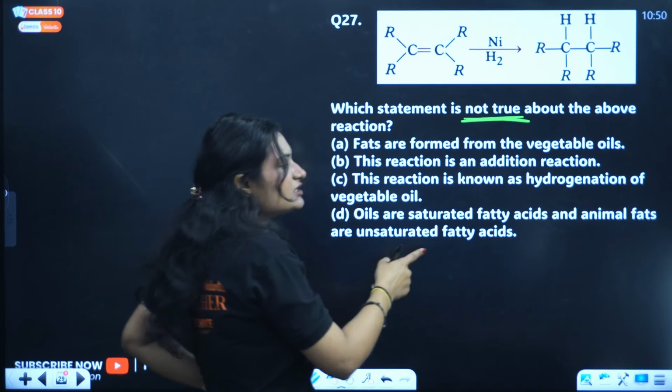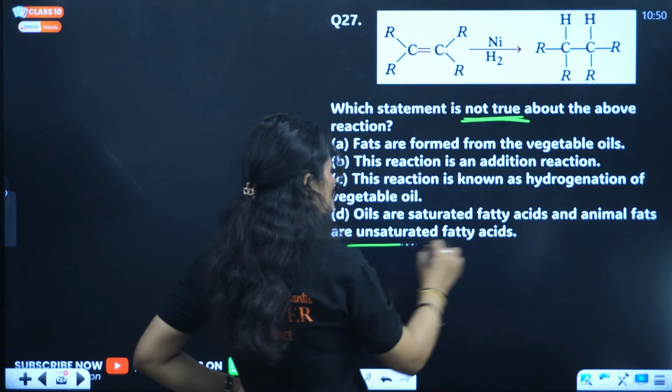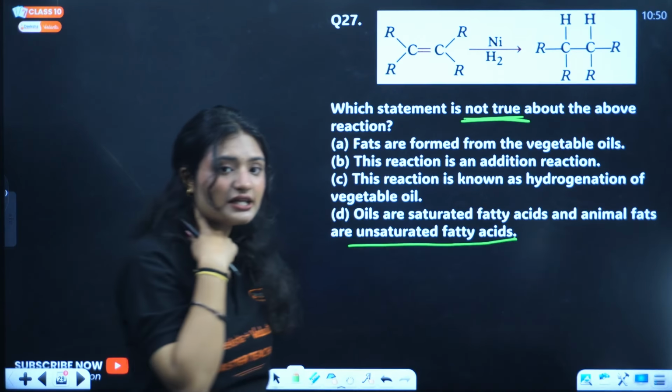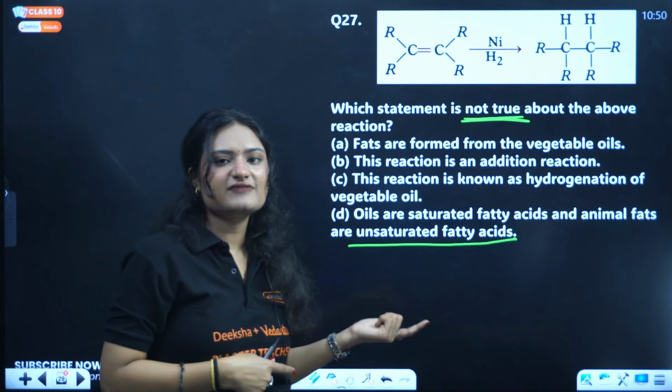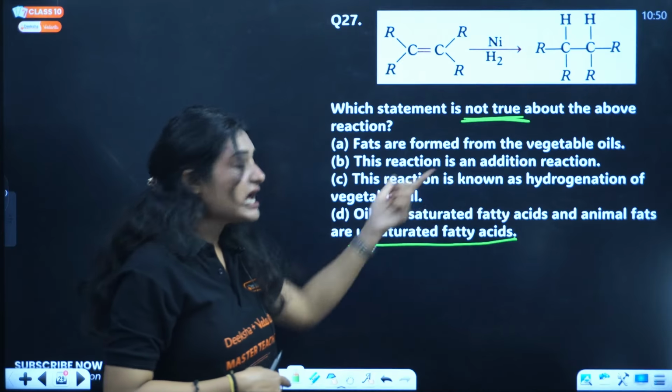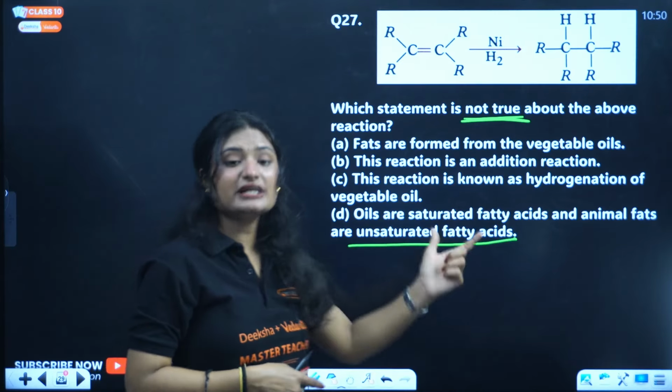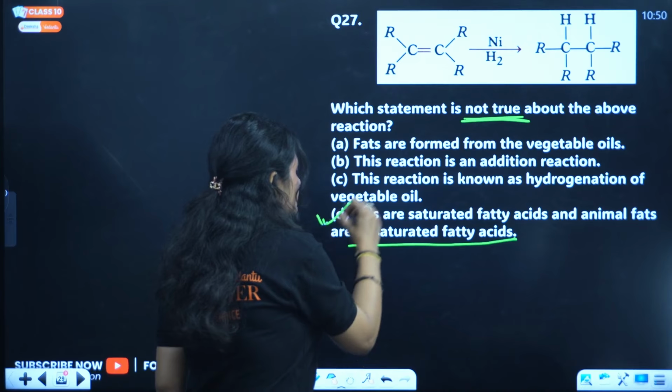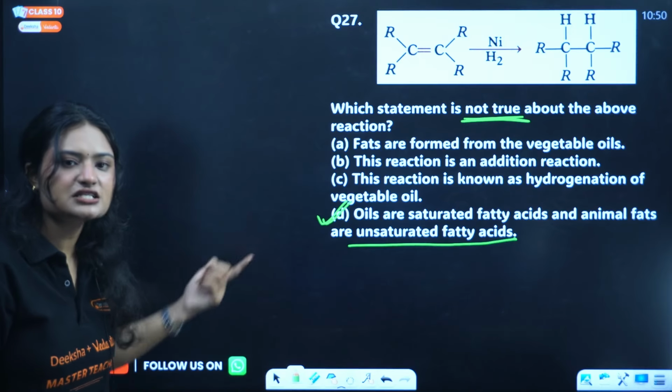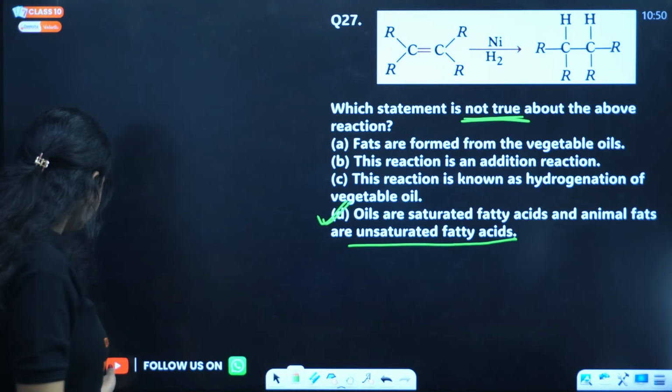Oils are saturated fatty acids and animal fats are unsaturated fatty acids. Oh, that is incorrect, because oils are unsaturated fatty acids while fats, animal fats or any fat, are saturated fatty acids. So this statement is incorrect, and we are asked about the incorrect statement.